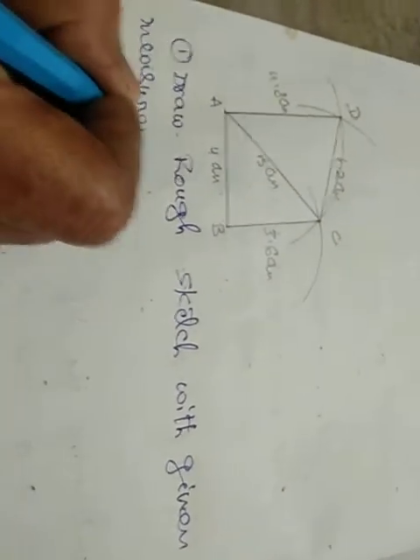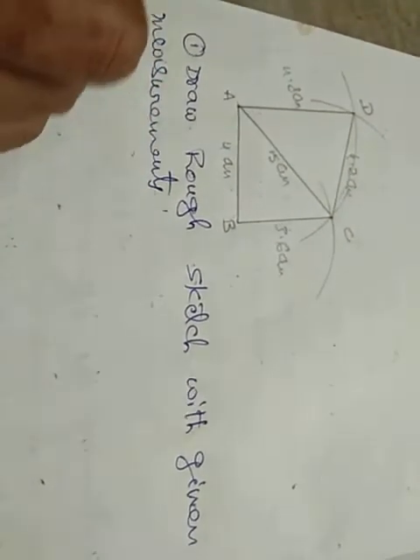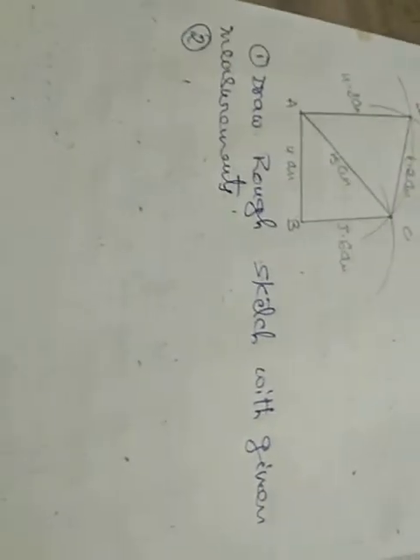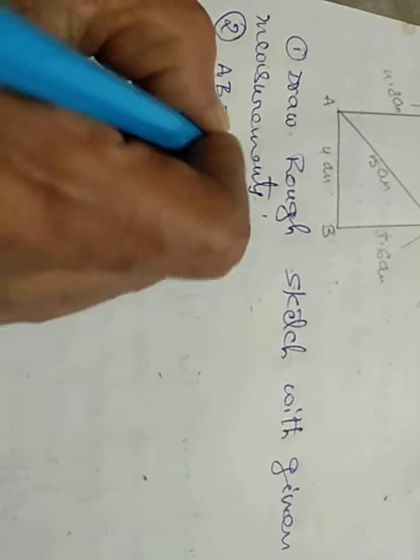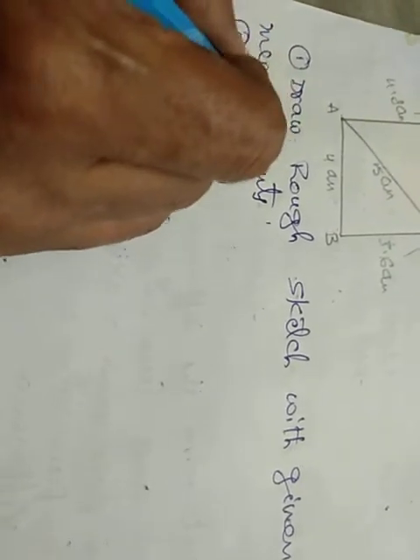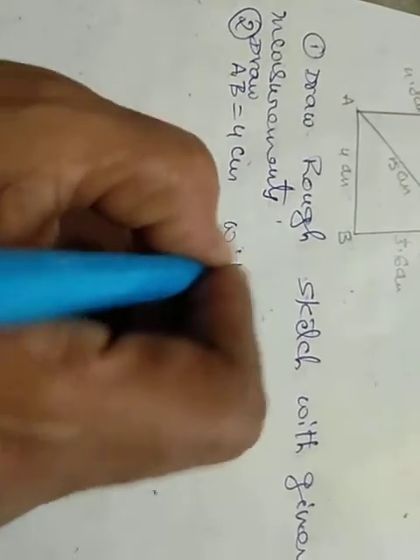Okay, and second step, AB is equal to 4 centimeters. Draw AB is equal to 4 centimeters with scale.